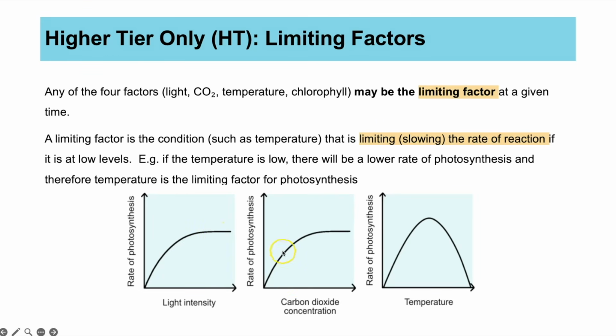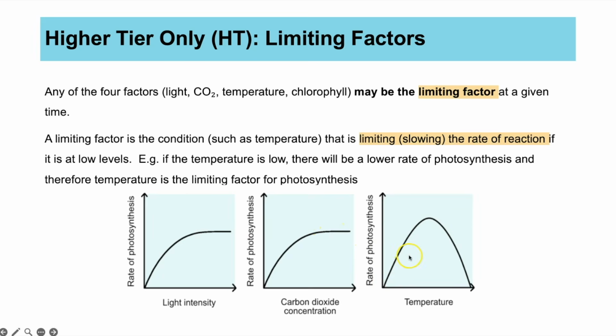Same idea here on the carbon dioxide graph. At this point where we've got that positive correlation, as we increase the carbon dioxide concentration, the rate of photosynthesis increases. And that means that carbon dioxide is the limiting factor at that point. But where we see the rate leveling off or plateauing, even though we're increasing the carbon dioxide concentration, the rate isn't increasing, so there now must be another factor limiting the rate of photosynthesis. So it could be light intensity or temperature.